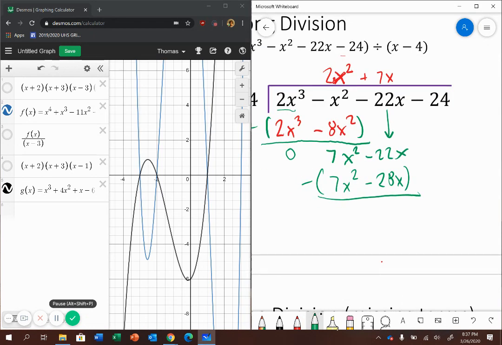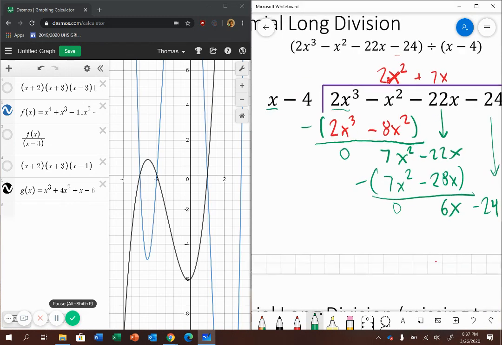So 7x squared minus 7x squared, that's 0. Negative 22x minus a negative 28x, that's going to be a positive 6x. This part's tricky when we have this minus out here. This is a really common place to make a mistake. And then the last step is to bring this negative 24 down.